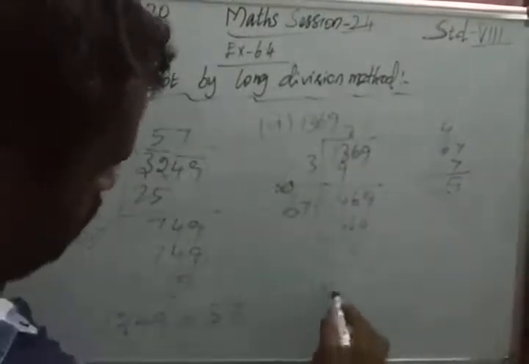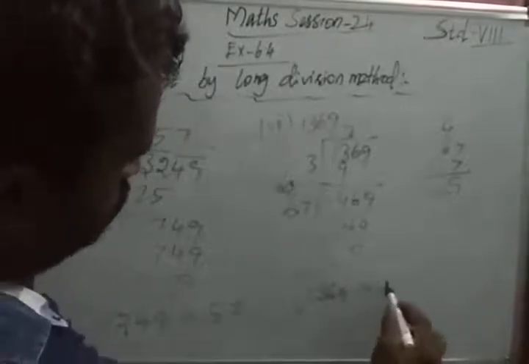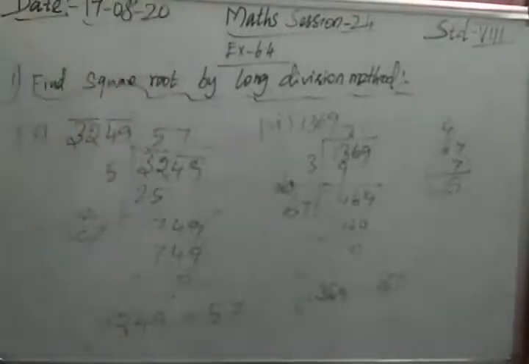So the square root of 1369 is equal to 37. Understood, students? Like this, you complete all the sums. There are a total of 12 sums. Continue the balance sums and complete them as homework: 7, 8, 9, 10, 11, 12.